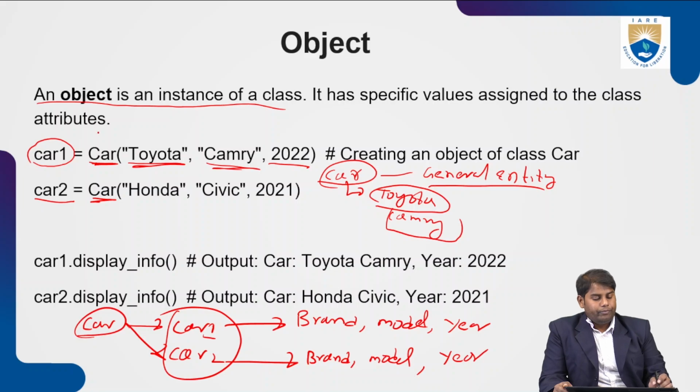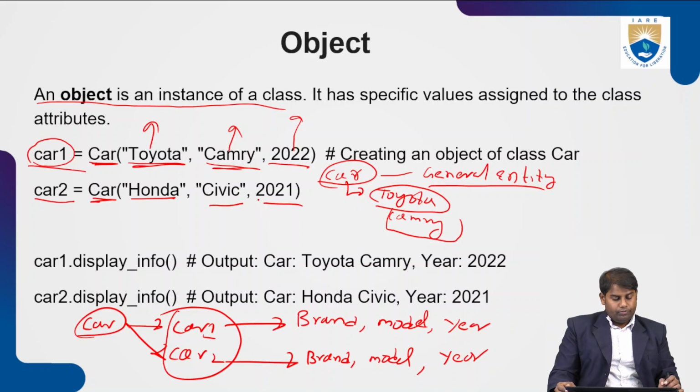Here you can see we are passing the attributes. The total number of attributes that we have is 3. Toyota is one attribute, Camry is another attribute, and 2022 is another attribute. We are passing these values using the constructor. So car 1 is object 1, an object created for the class, and car 2 is another object, where you can see Honda and Civic and the year.